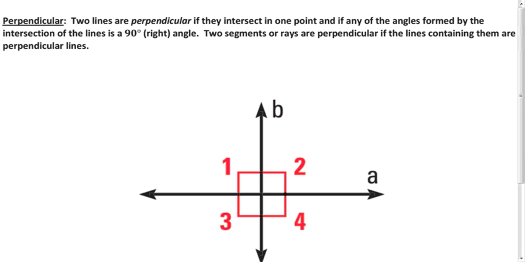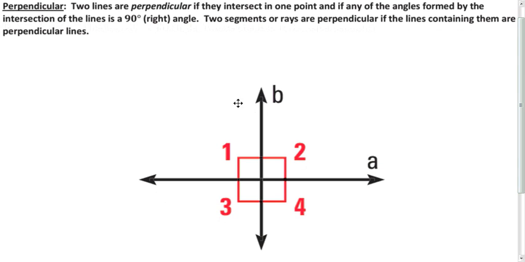And perpendicular is intertwined with right angle. When you have perpendicular lines, then you have four right angles where they intersect. Now, it's really only necessary to show one of them is a right angle when they're perpendicular, because we're going to learn some properties of angles, you might already know them, that shows that the other three must also be 90 degrees. So we don't usually draw four boxes, just one little square for perpendicular or right angle.